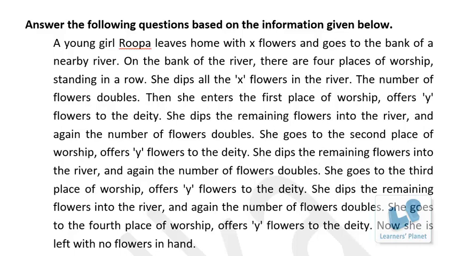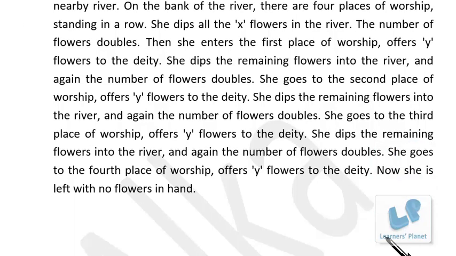Then she enters the first place of worship and offers Y flowers to the deity. She dips the remaining flowers into the river, and again the number of flowers doubles. She goes to the second place of worship, offers Y flowers to the deity. She dips the remaining flowers into the river, and again the number doubles. She goes to the third place, offers Y, dips the remaining, again doubles. She goes to the fourth place, offers Y. Now she is left with no flowers in hand.